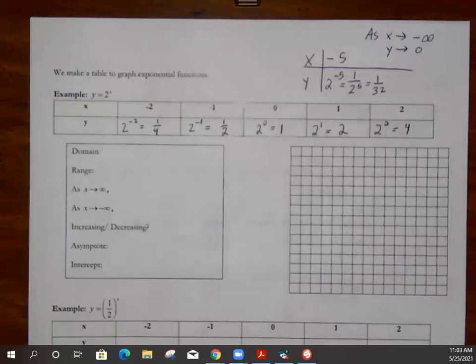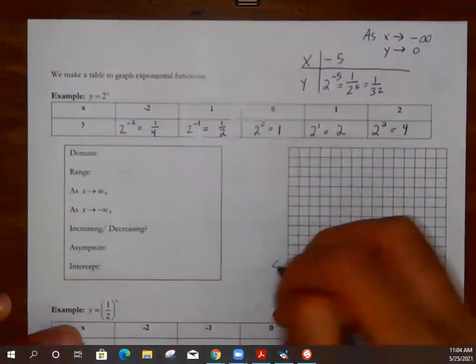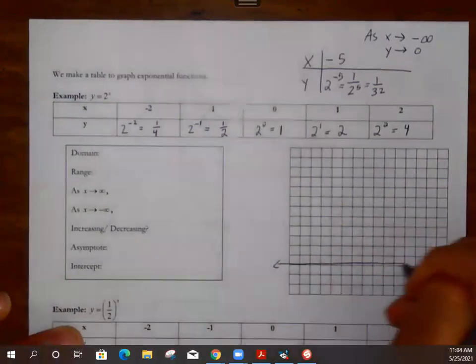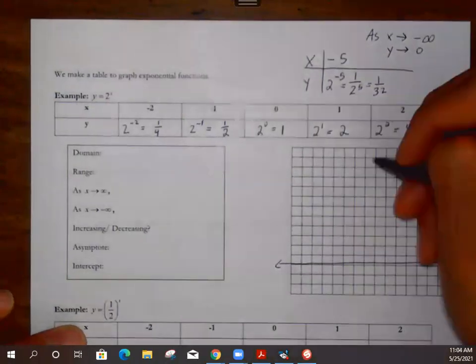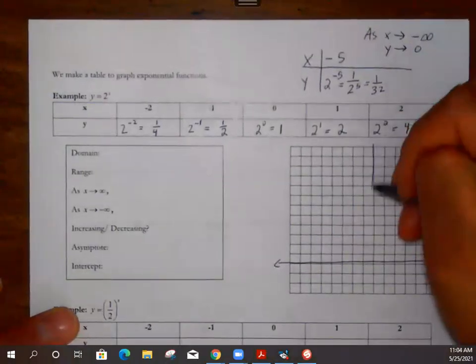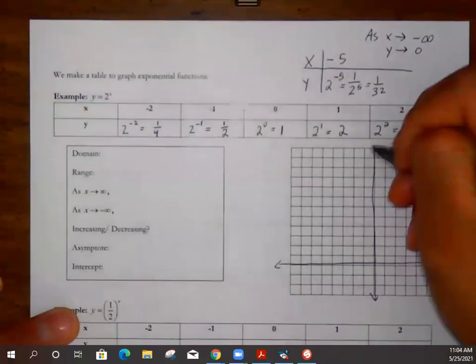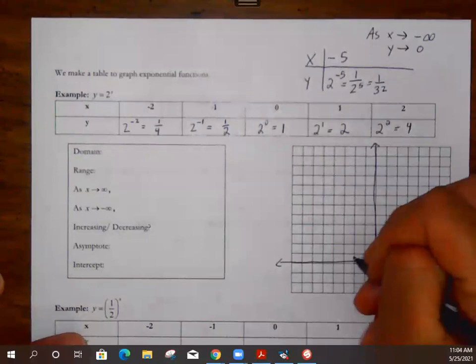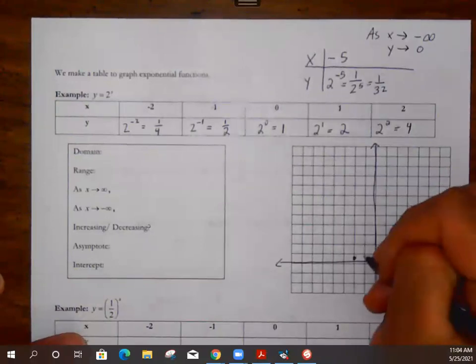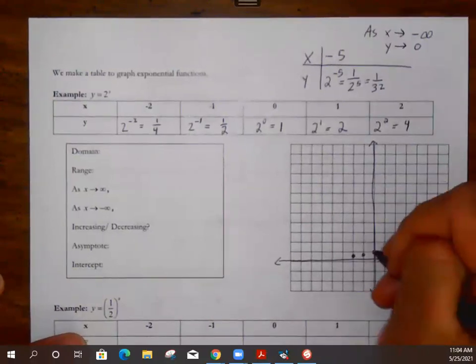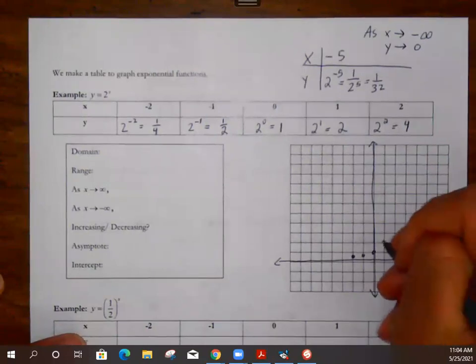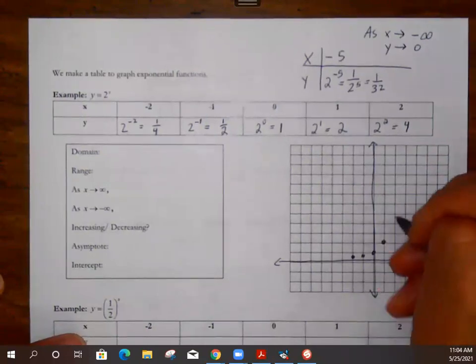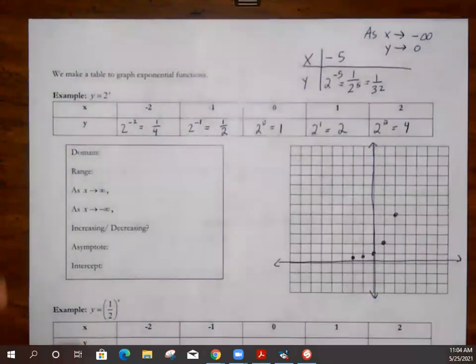All right, so knowing that, we can make our x-axis kind of lower because we don't have to worry about any points below the x-axis. And then the y-axis will look like that. And then we could plot these points. So -2, 1/4; -1, 1/2; 0, 1; 1, 2; 2, 4. And you could see the general shape of the graph.